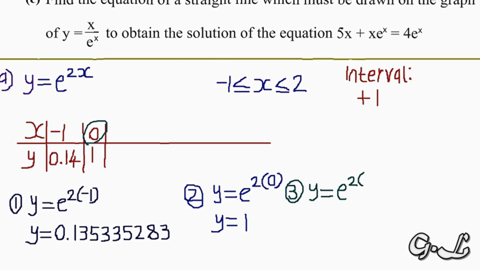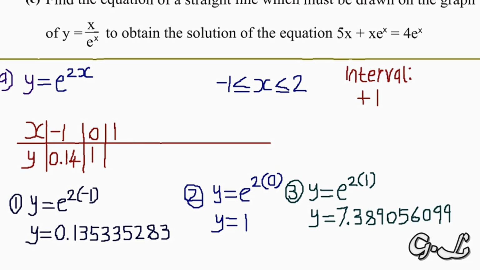For the third one, again, we're going to determine the x coordinate by adding the interval that we have. So we have +1, so 0 plus 1 will give you the value of 1. There we're going to write 1, and then again, where there is x, we're going to replace +1. When you do the calculations, it will give you the value 7.389056099, like that. So there we're going to simply write 7.39. And then let's go to the next one.